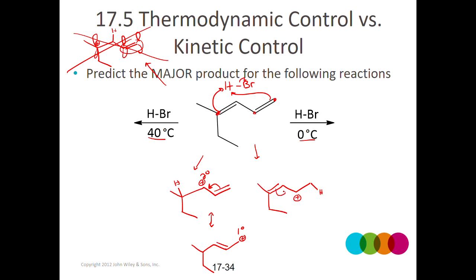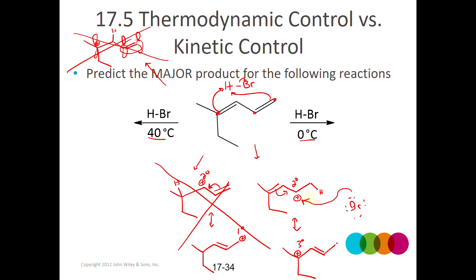Over here, the other resonance contributor would actually produce a tertiary carbocation. So this one is shared between a tertiary and a secondary. So spreading out the partial positive over a secondary and a tertiary is going to be more stable than spreading out over a secondary and a primary. So I don't have to worry about this option anymore. Now, I just have to consider, is the Br minus going to attack here, or is it going to attack here?